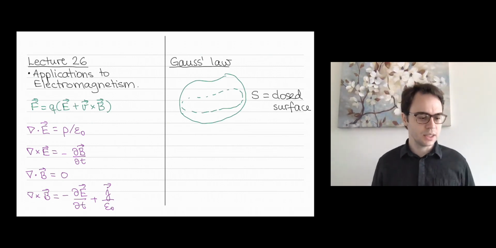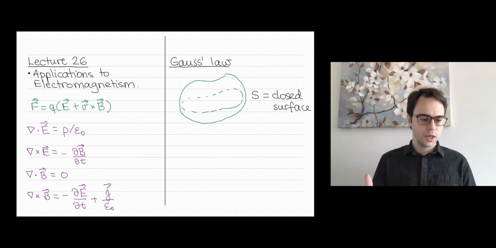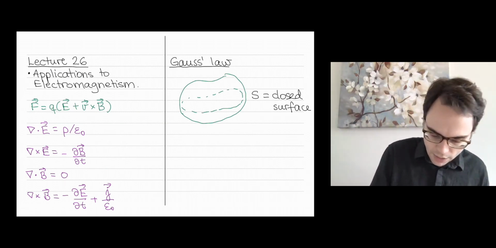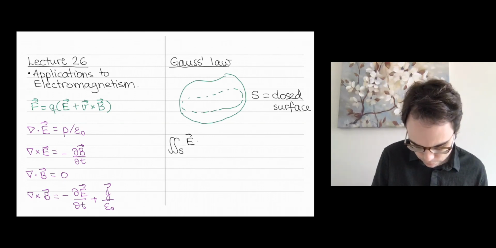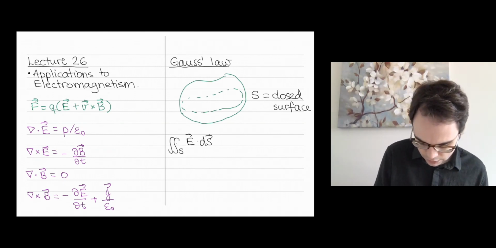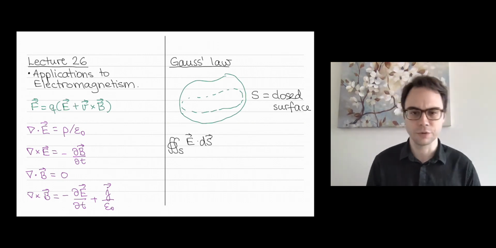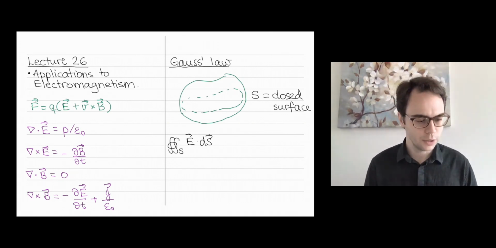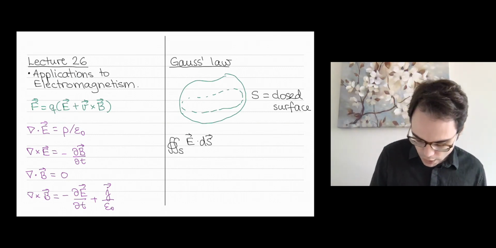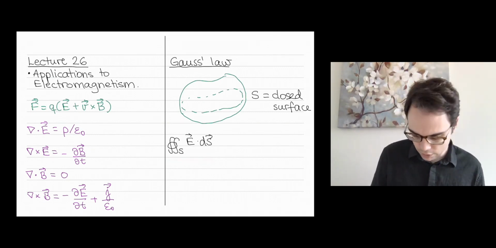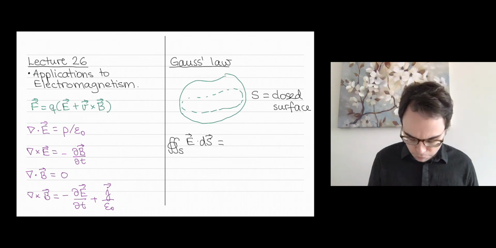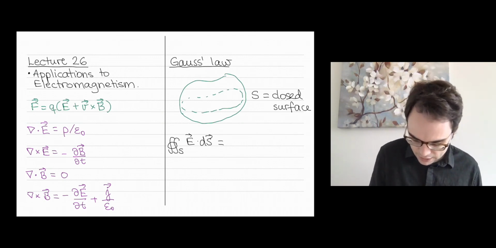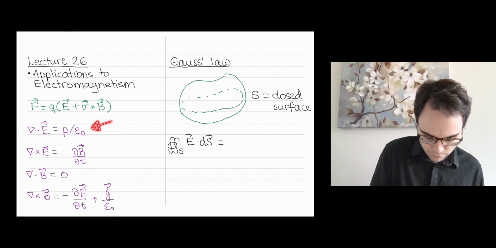What Gauss's law says is that if you place an imaginary surface in space, and then you ask what's the flux of E across this surface, what's the flux of the electric field across this surface? Here, the surface being closed, I can indicate that by putting a circle in the integral sign. So Gauss's law is concerned with the flux of E across a closed surface. So let's derive Gauss's law from the first of these equations.